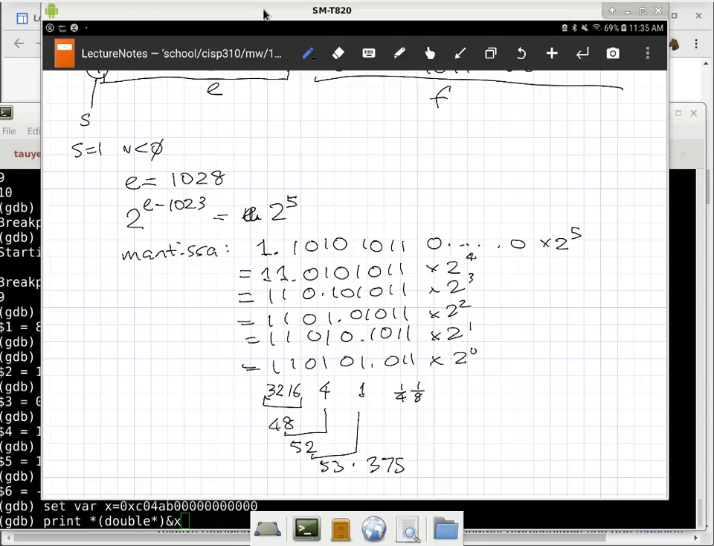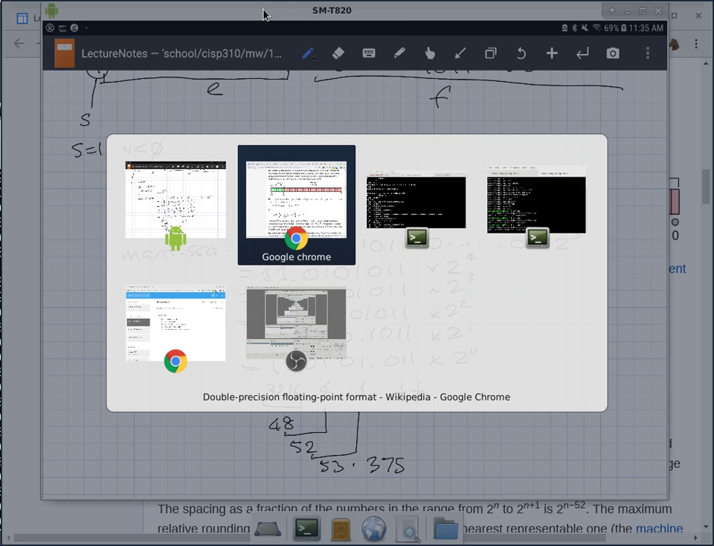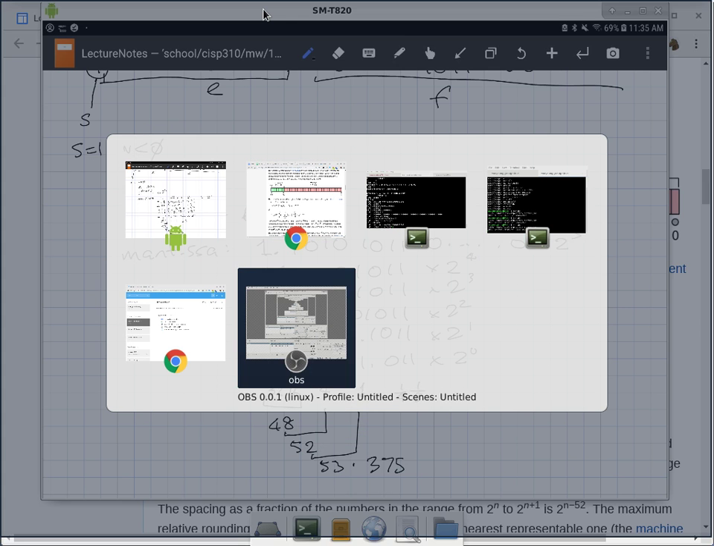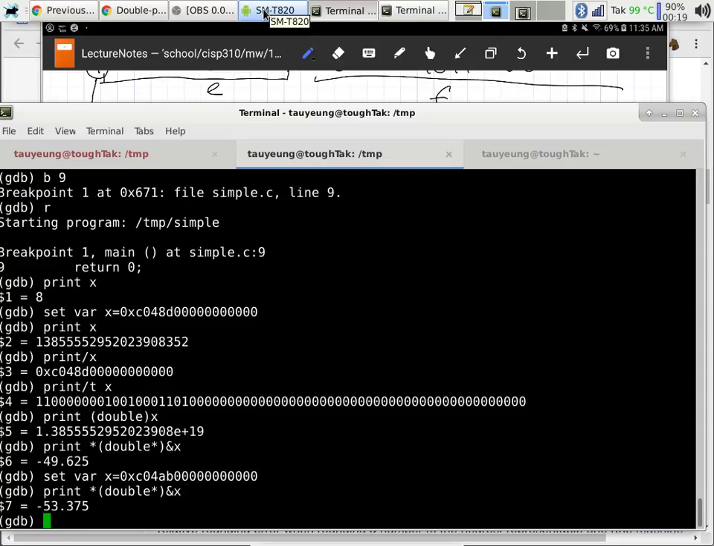53.375. So we go back to GDB and see if GDB agrees. Because if GDB does not agree, then I have made a mistake somewhere, which happens. Just not this time.